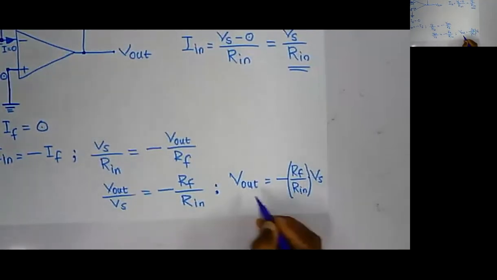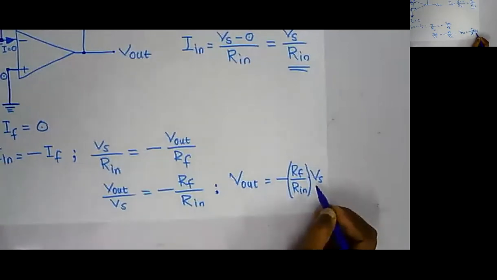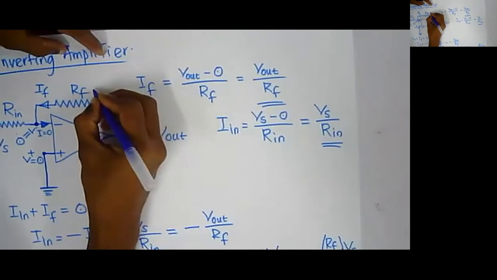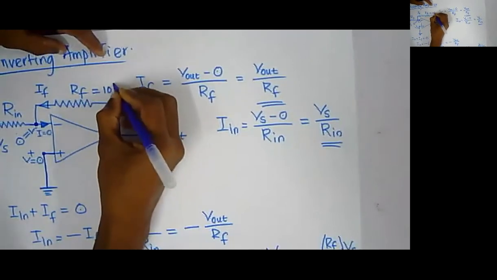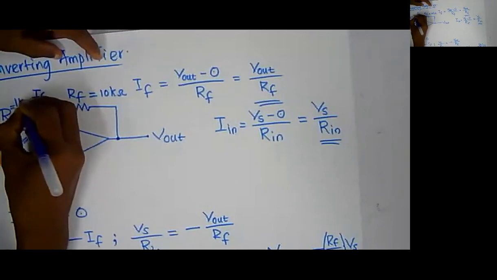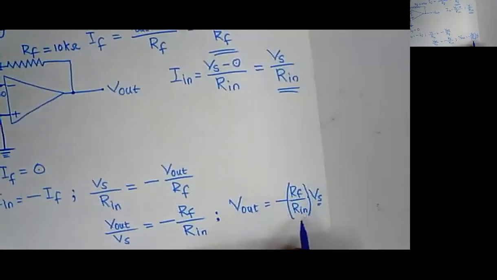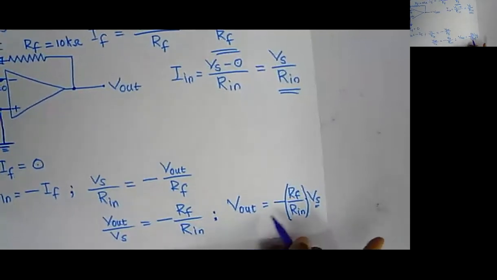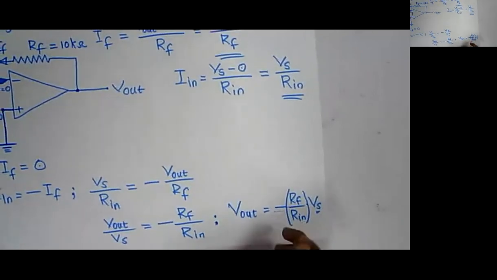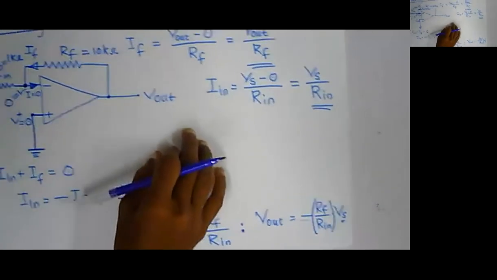Am I right? So your V out is Rf by Rin times Vs. Now, for example, if Rf is 10 kilo ohm and Rin is 1 kilo ohm, then Rf by Rin becomes 10 kilo by 1 kilo, which is 10, right? 10 times Vs. And also we have a minus here, right? This minus represents the phase shift, right?